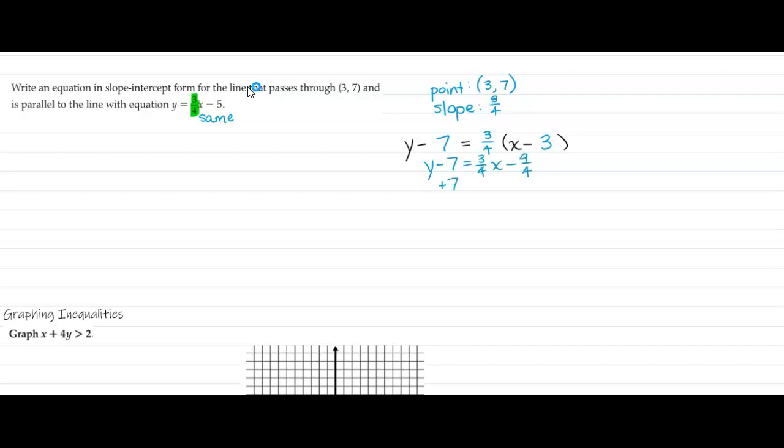And we'll add 7 to both sides. But again, so I don't have to use my calculator, I'm going to call that 28/4, because that's the same thing. Y equals 3/4 x. Let's see, if we take away, that would be 19/4. All right, that's our answer.